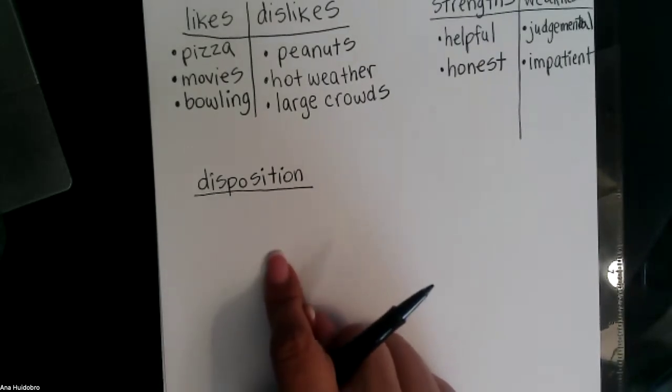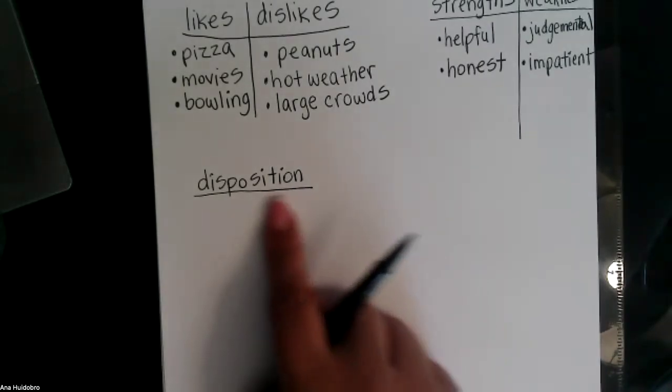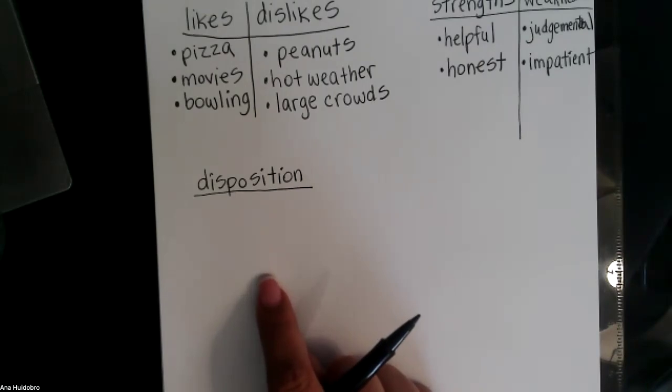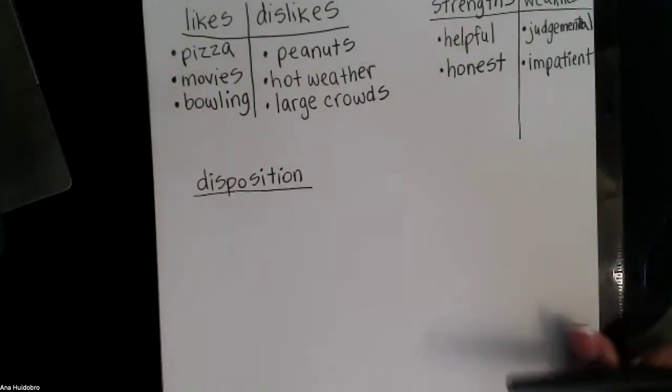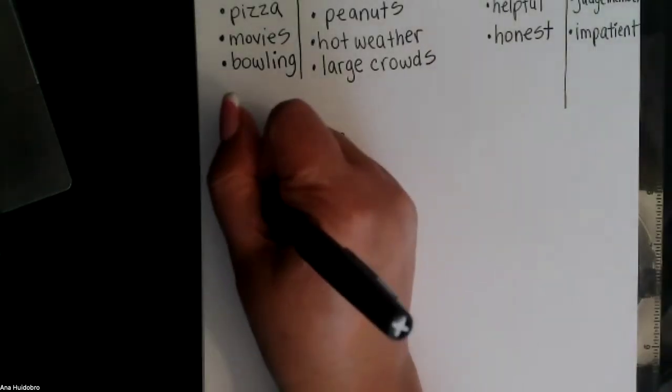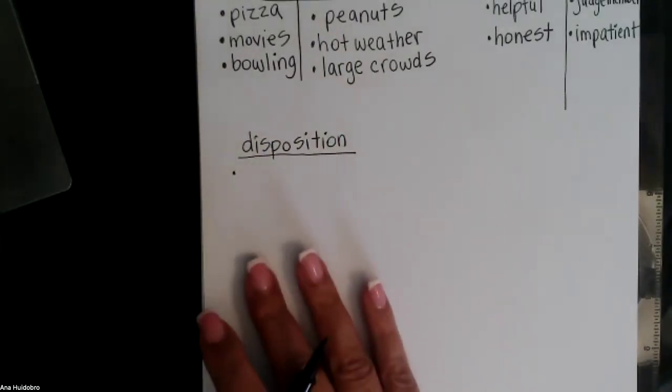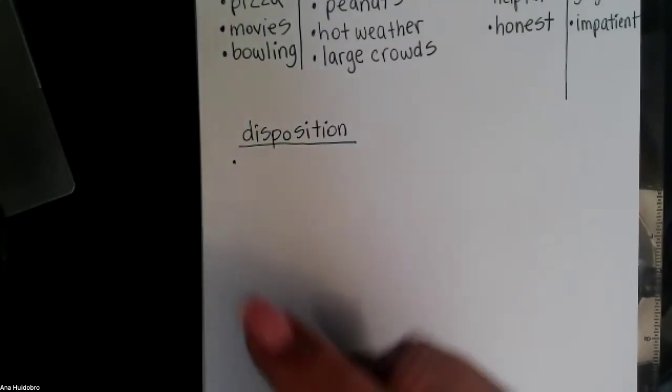So dispositions, this is how they present themselves. Sometimes their energy. How is their energy, right? How do they present themselves? Some people are very, for example, you do not have to write this part right here. You do not have to write. I'm going to ask you to pick one or two.